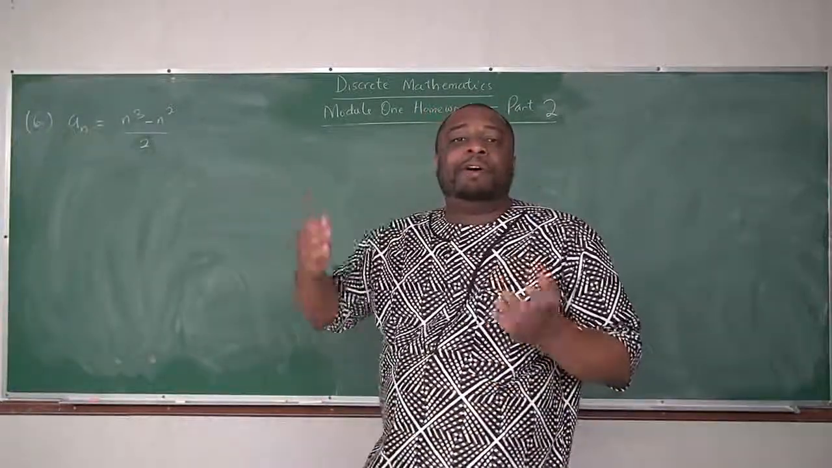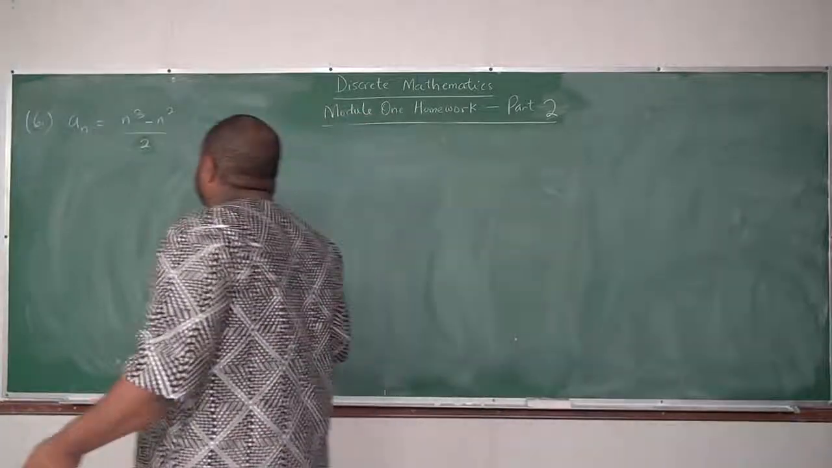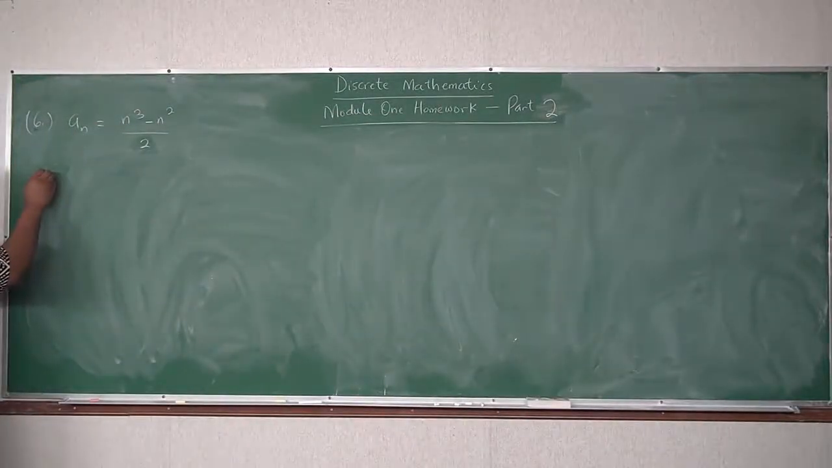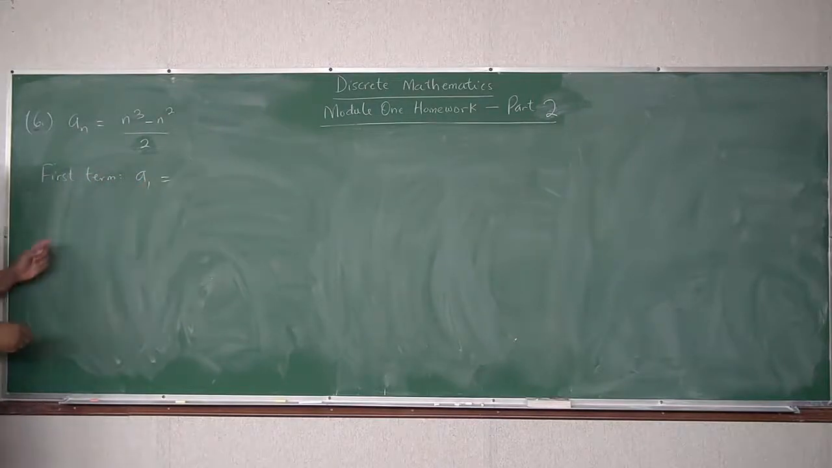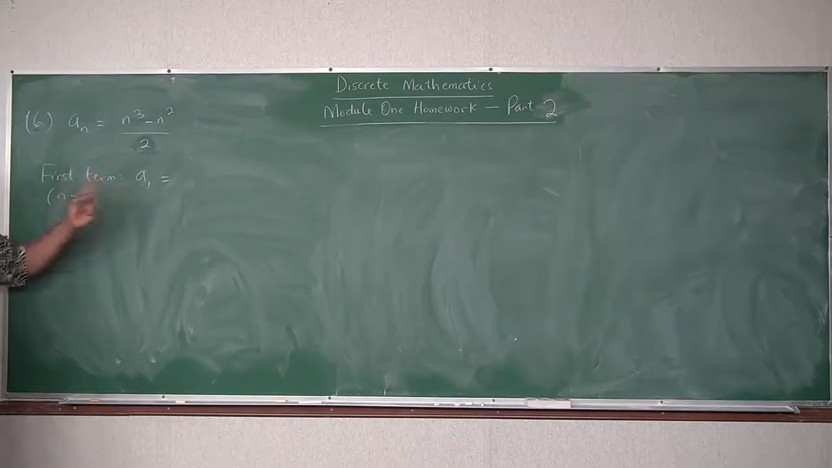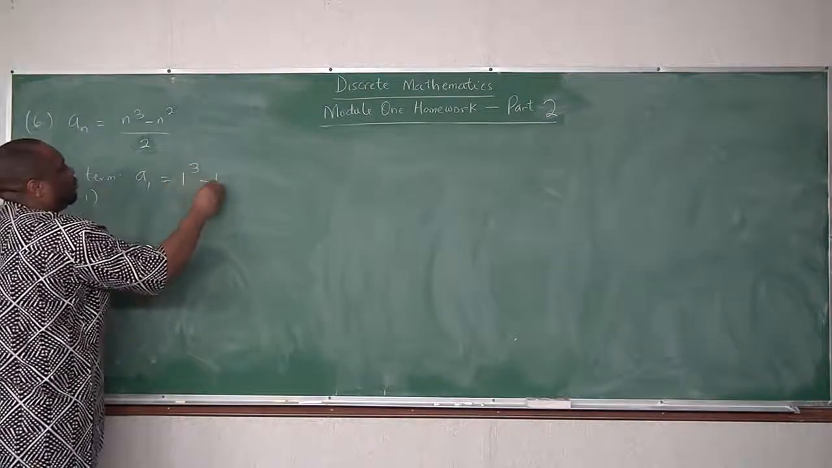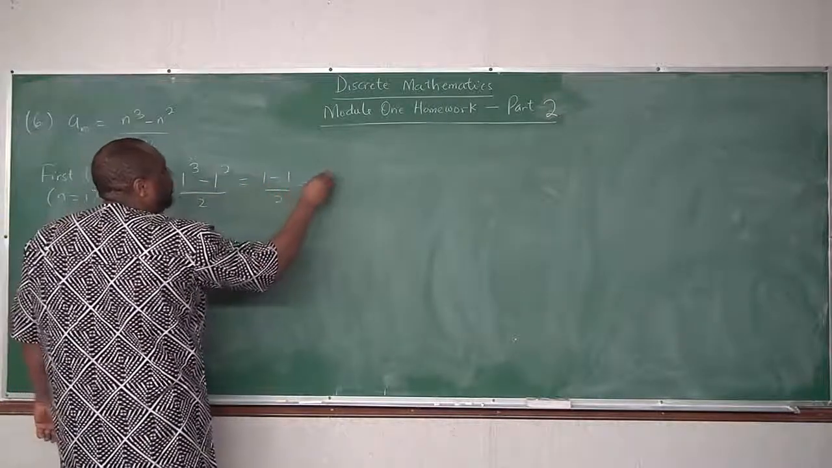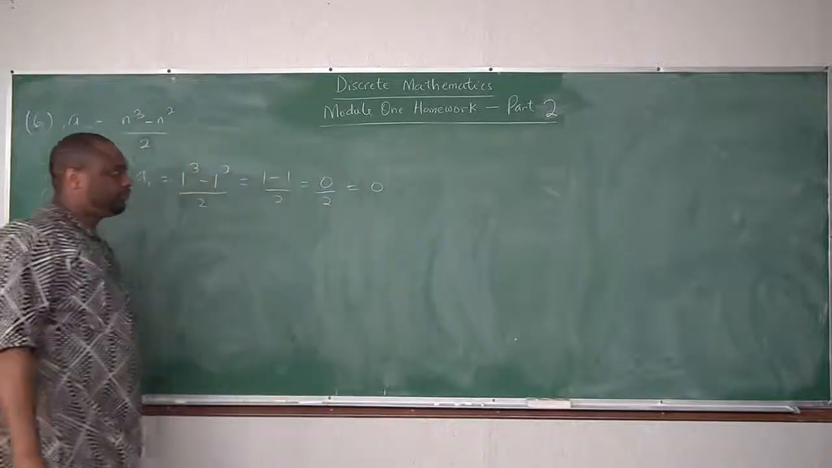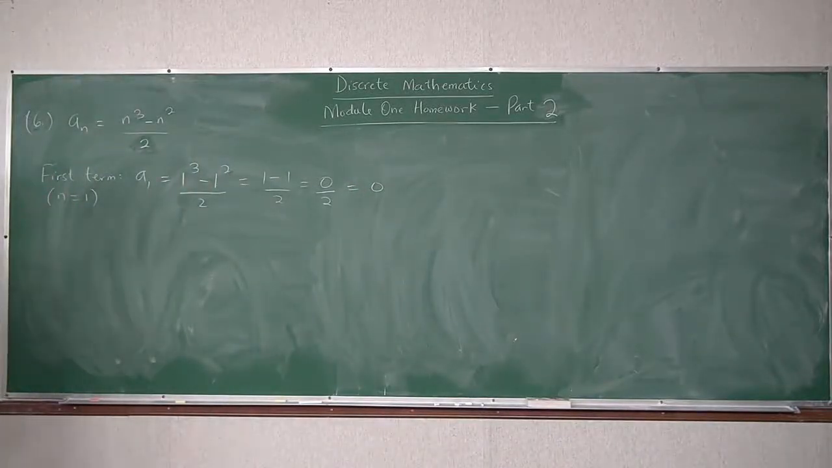So they want us to get the first four terms of the sequence. First term, let's call it a_1. This means that anywhere we see n, we put 1. So this is (1 cubed minus 1 squared) over 2. And this will give us (1 minus 1) over 2, which is 0 over 2, which is 0. So the first term is 0.